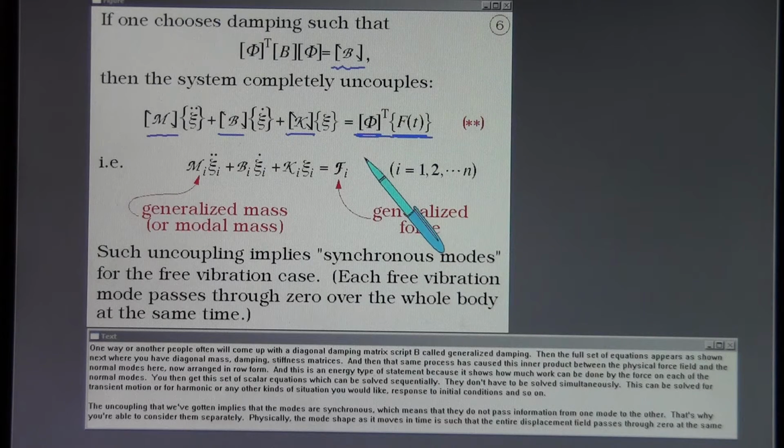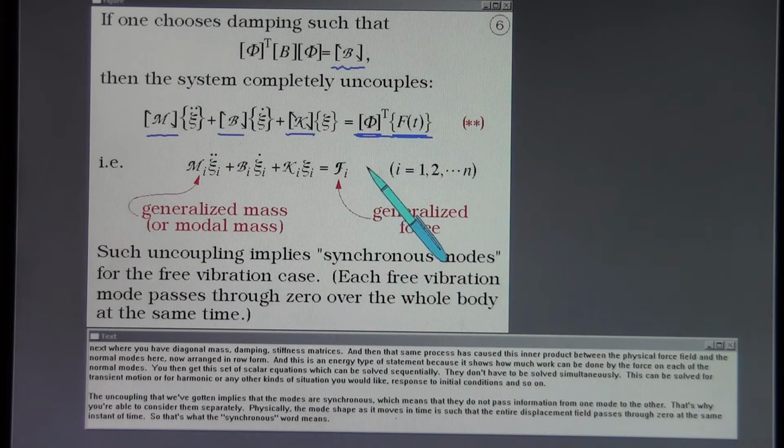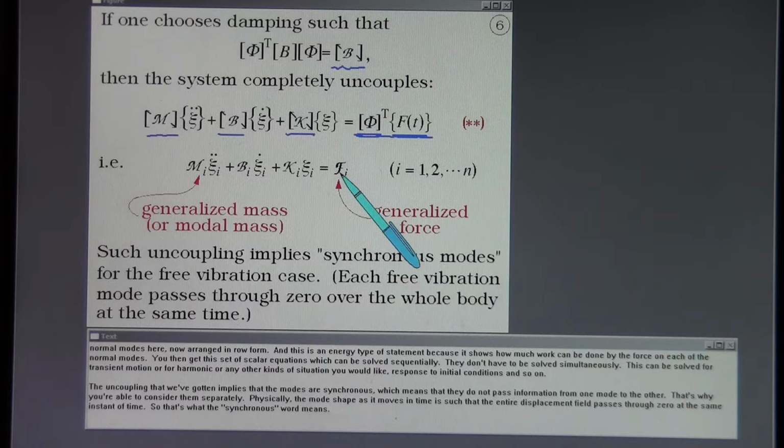This can be solved for transient motion or for harmonic or any other kinds of situation you would like, response to initial conditions and so on. The uncoupling that we've gotten implies that the modes are synchronous, which means that they do not pass information from one mode to the other. That's why you're able to consider them separately. Physically, the mode shape as it moves in time is such that the entire displacement field passes through zero at the same instant of time. So that's what the synchronous word means.